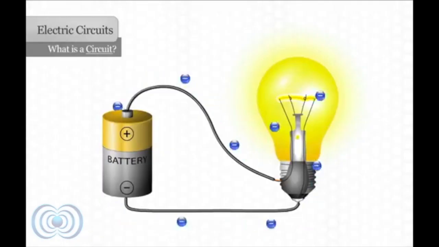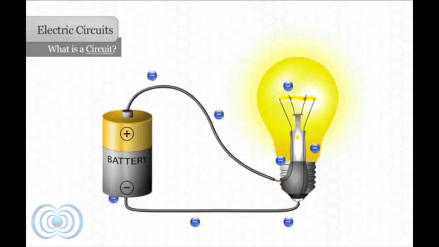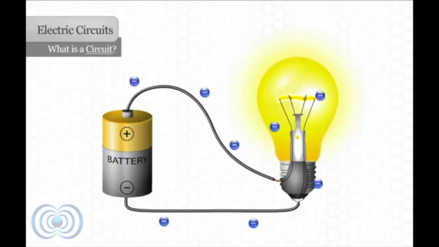The first thing that we're going to look at is how electrons work. So up on the screen we have a battery and a light bulb. You can see how the electrons leave the negative side of the battery to the light bulb and back to the positive side of the battery.